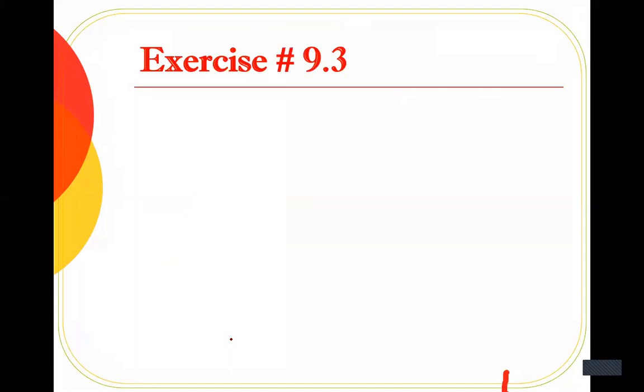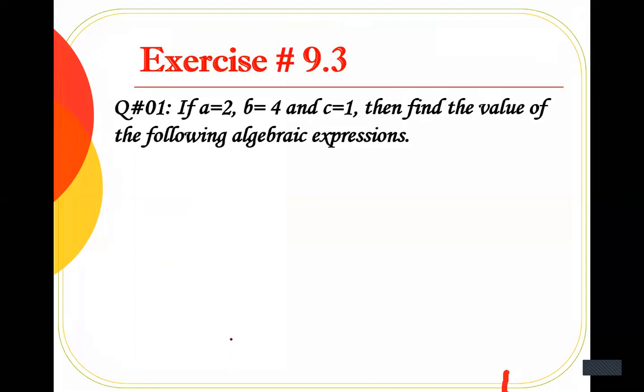Exercise number 9.3. Again you have the same question. If a is equal to 2, b is equal to 4 and c is equal to 1. Now here you have an expression, again a little bit difficult because here you have coefficient, variable and exponent. It's okay, nothing more difficult here because you will replace the value of b with 4 and c with 1, but you will write the value of b and c inside the bracket. So this is the way to write it down.